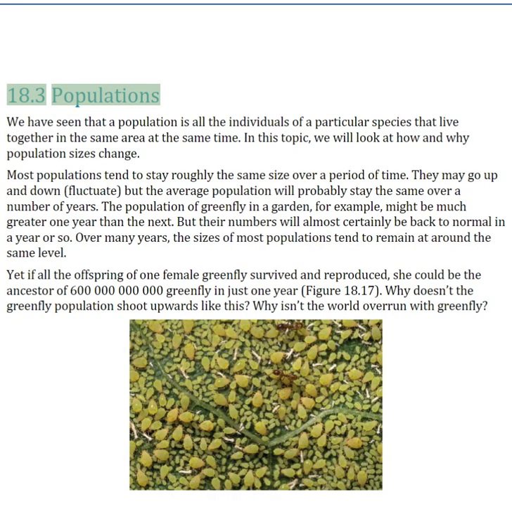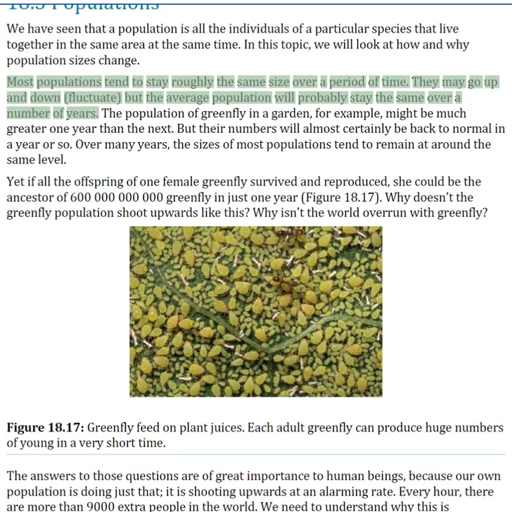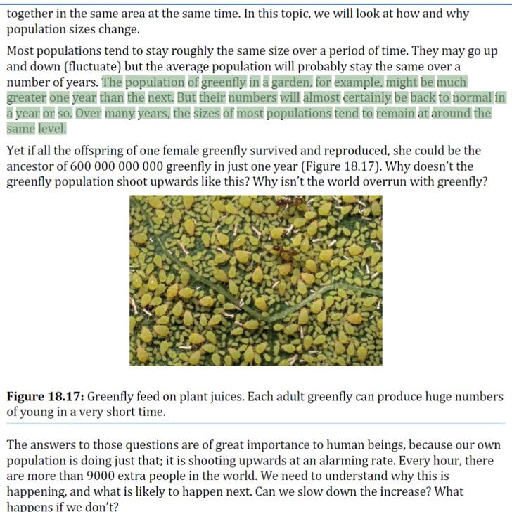18.3 Populations. We have seen that a population is all the individuals of a particular species that live together in the same area at the same time. In this topic, we will look at how and why population sizes change. Most populations tend to stay roughly the same size over a period of time. They may go up and down, but the average population will probably stay the same over a number of years. The population of greenfly in a garden, for example, might be much greater one year than the next. But their numbers will almost certainly be back to normal in a year or so. Over many years, the sizes of most populations tend to remain at around the same level.